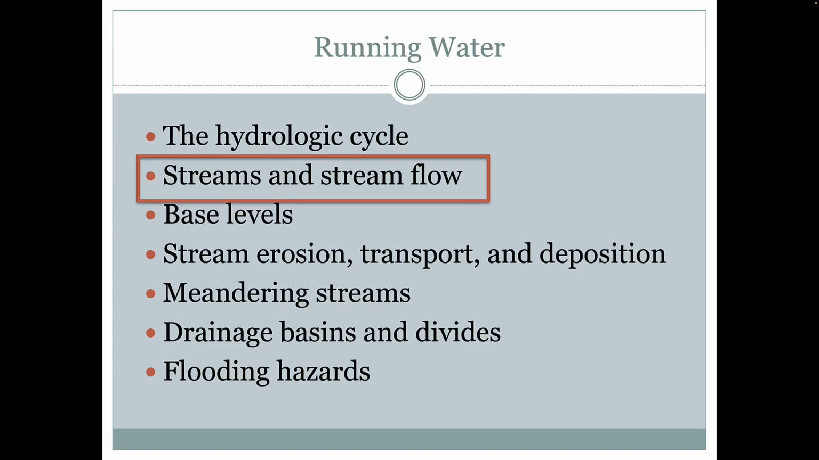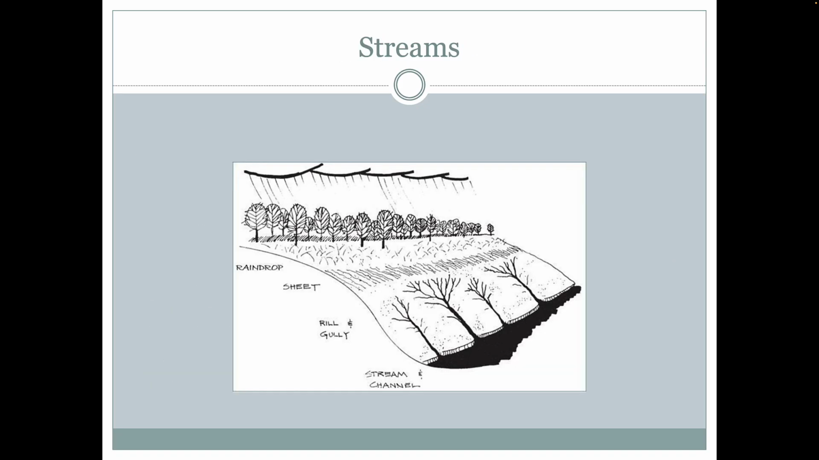Let's talk about streams and how streams flow. And let's begin by talking about how streams are created. So if we get precipitation in an area, it might just infiltrate into the ground.